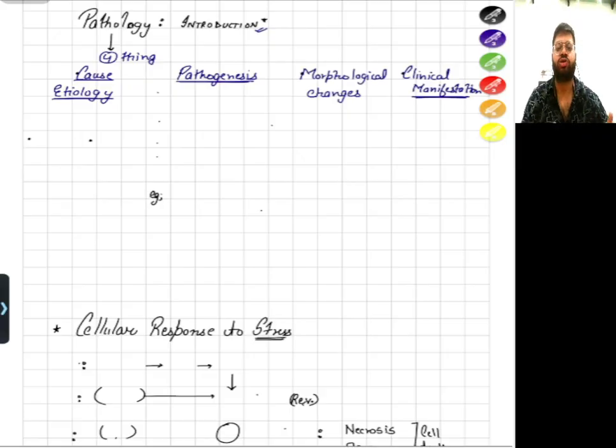First is the pathology of a disease. If I ask you the pathology of MI, you need to tell me four things. First, what is the cause of myocardial infarction. The next is how the myocardial infarction will occur, also known as pathogenesis. What are the morphological changes I would witness in a myocardial infarction patient? And what would be the clinical manifestation? He will come with chest pain. So, chest pain would be a clinical manifestation of an MI patient.